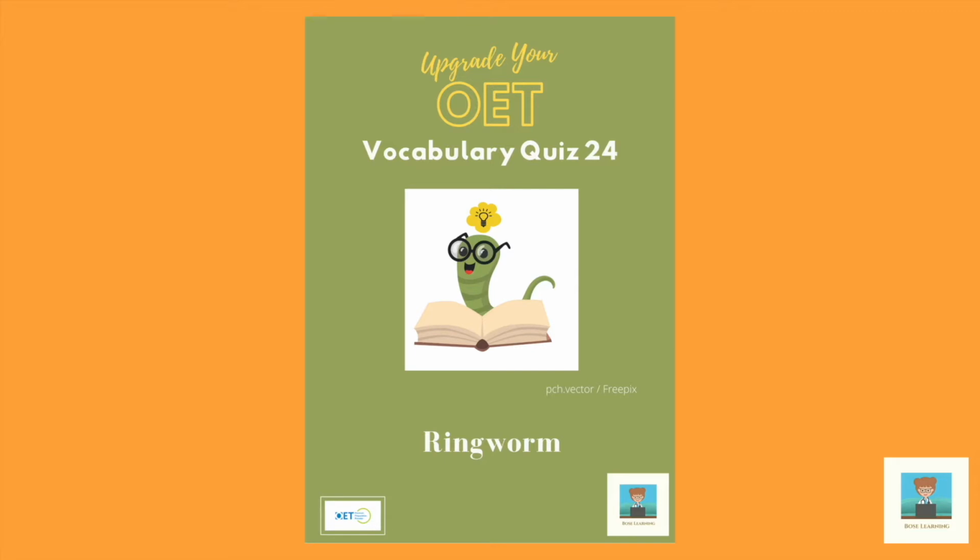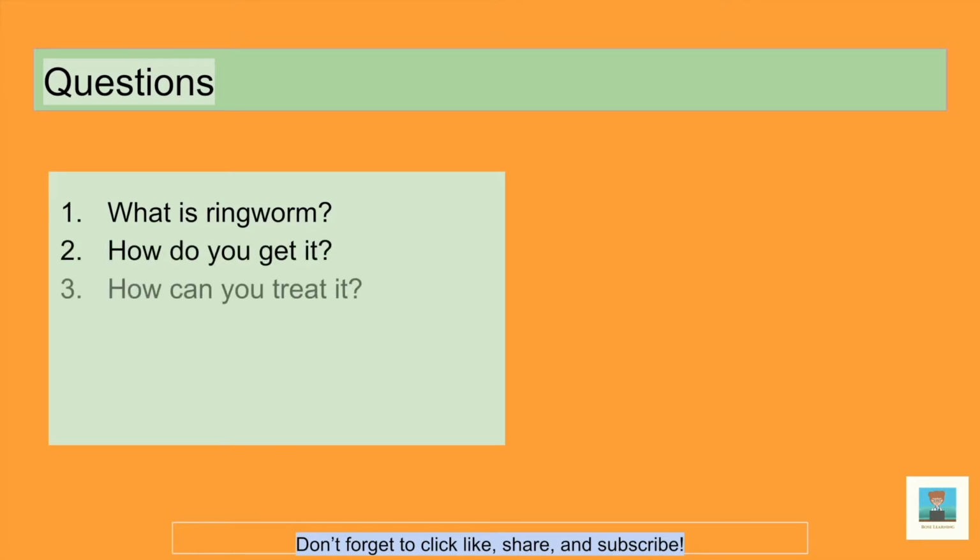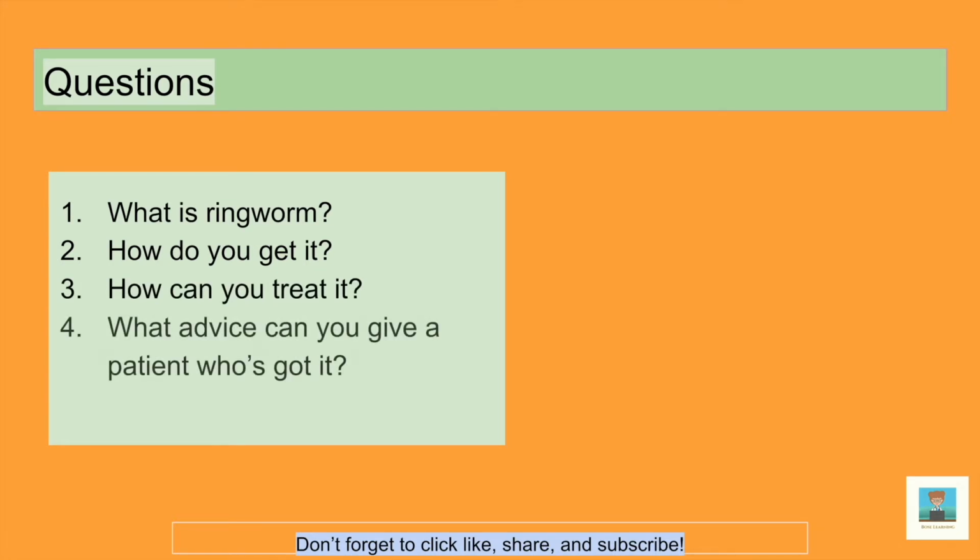So, what about my questions for you today then? First of all, what is ringworm? Number 2, how do you get it? 3, how can you treat it? And 4, what advice can you give to a patient who's got it? This is a special because we will be looking at an OET speaking subtest role-play card that we can analyse together. Okay, do you know the answers to my questions?